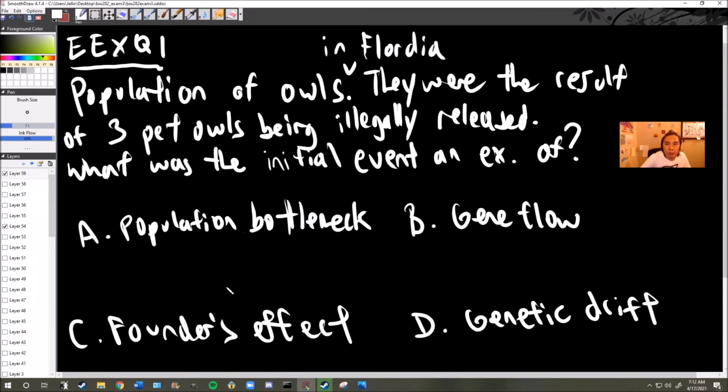So there originally was a population of owls, and then they were taken to Florida, and then they were released. So they're kind of founding the new area in Florida. Just these 3 owls. And genetic drift is the random change in allele frequencies, and no, it's too general. It doesn't really apply here.